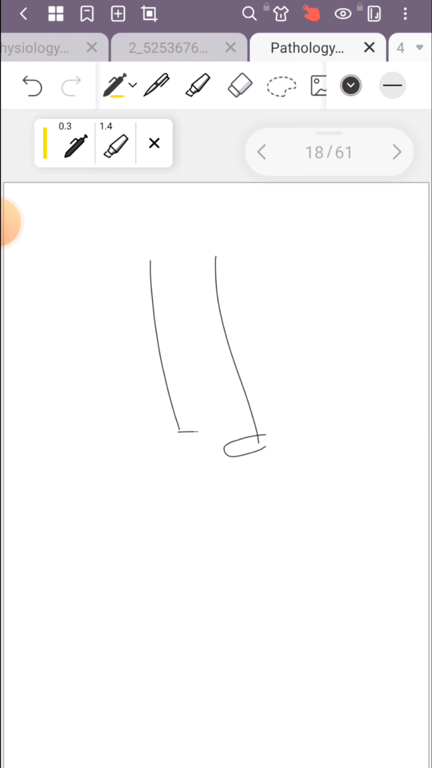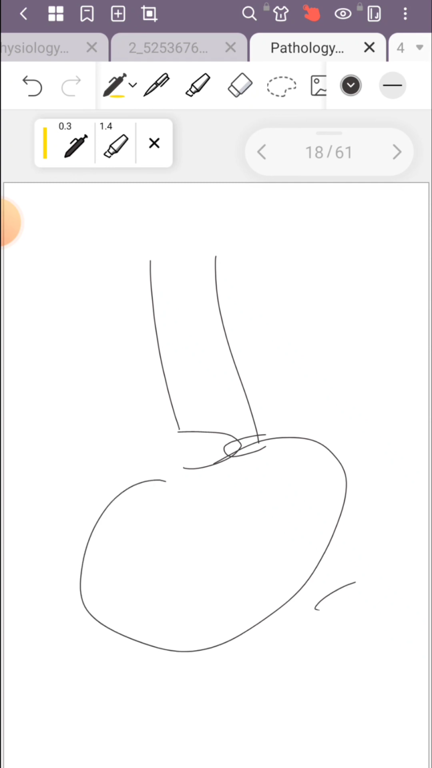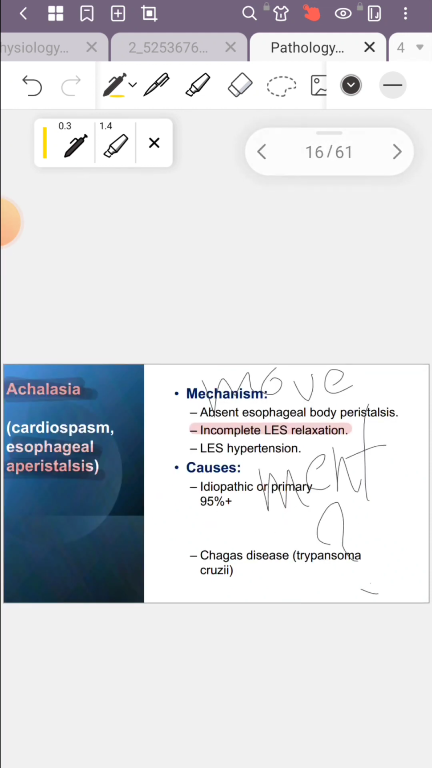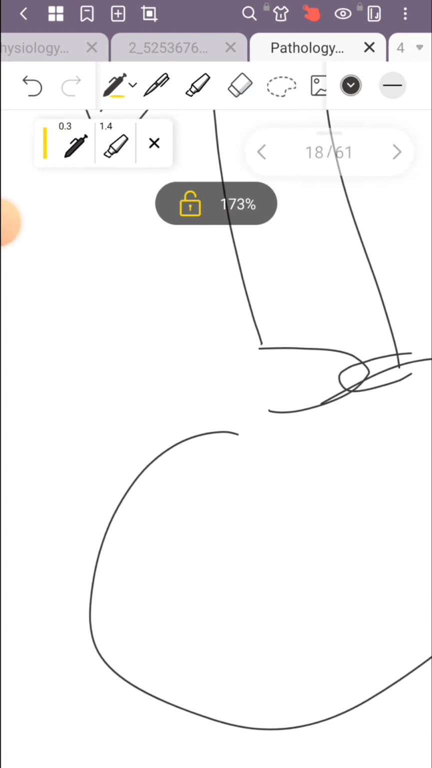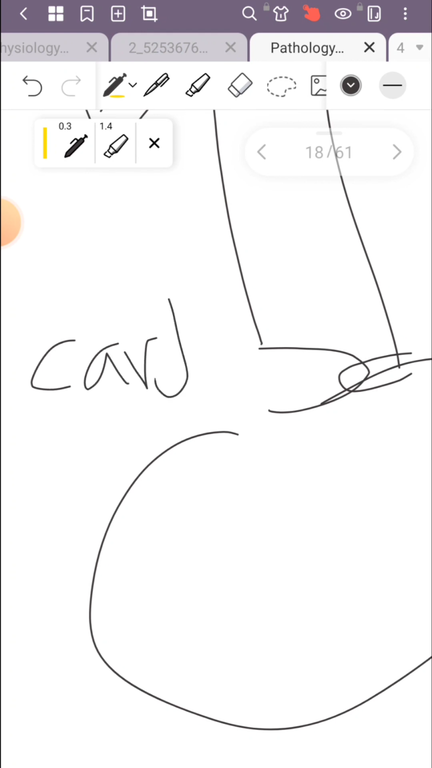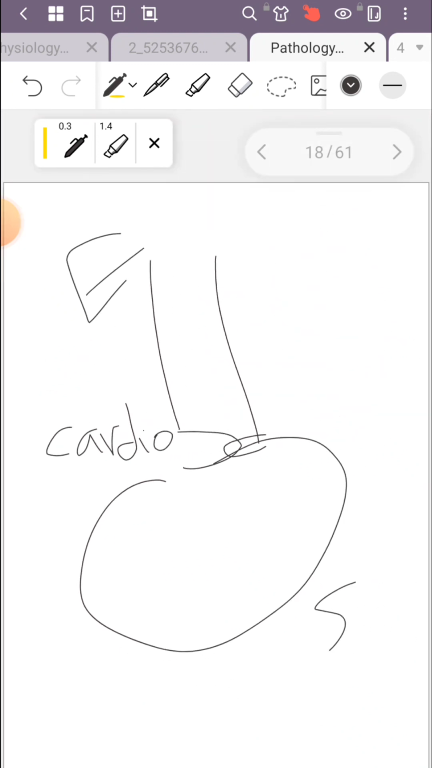There will be dysphagia for both solid and liquid, and there will be accumulation of fluid and food particles. This would result in a dilated segment upward. This results in what we call the bird beak sign.